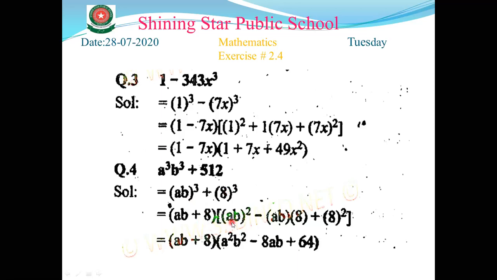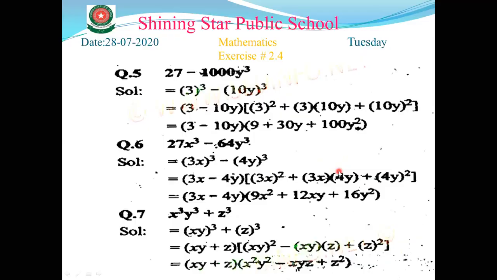Then a square means (ab) square, minus ab multiplied 8, plus 8 square. (ab) whole square is a square b square. 8 multiply ab means 8ab. 8 square is 64, which is your required answer. Simple. Now question number 5.